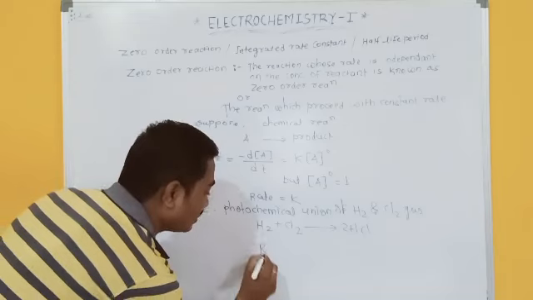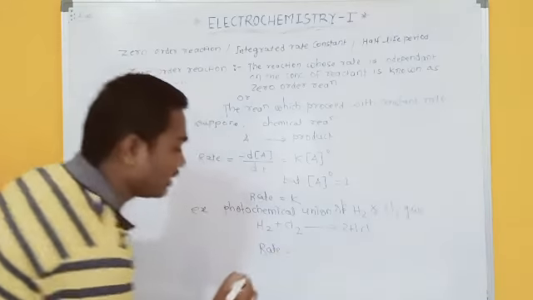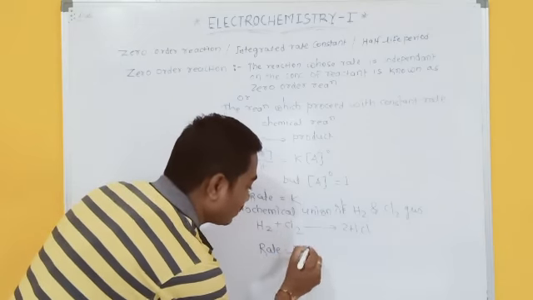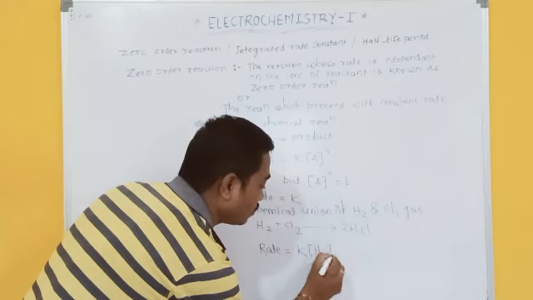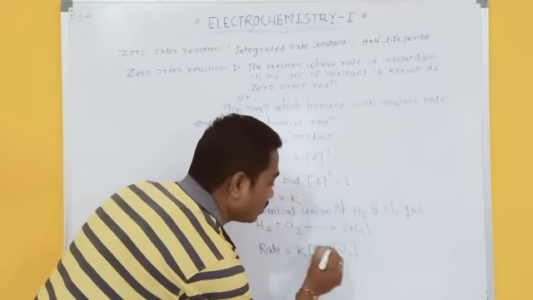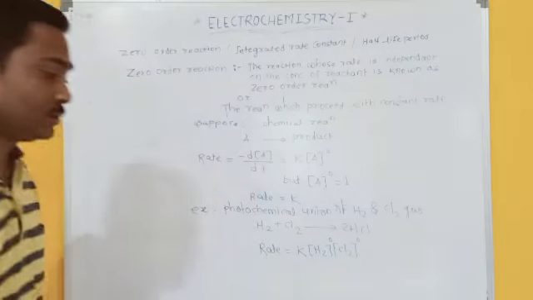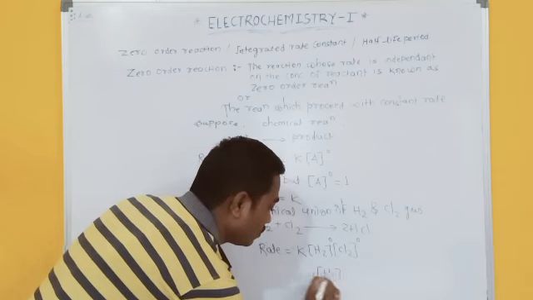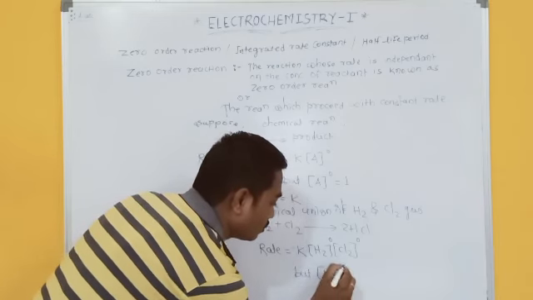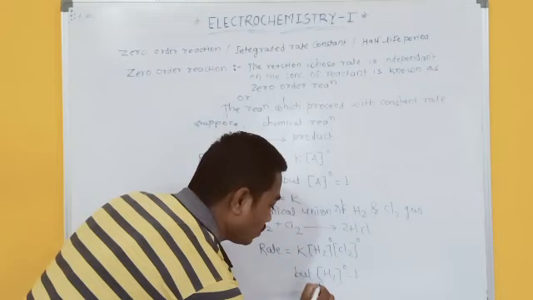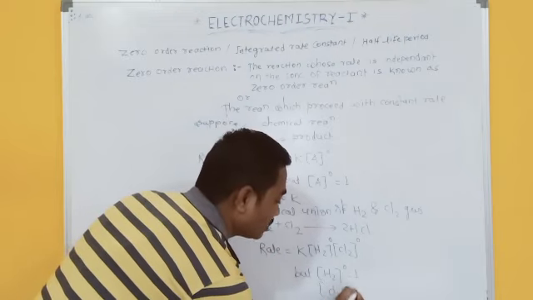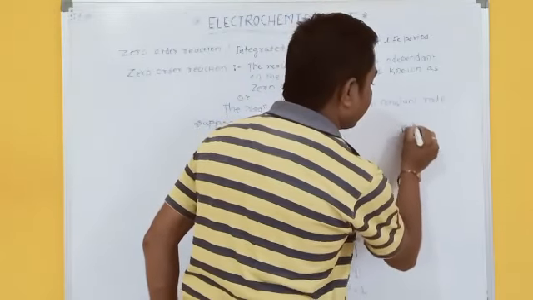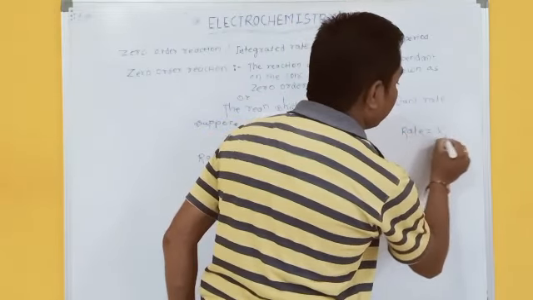Therefore, the rate of this reaction we can write as rate is equal to K into concentration of H2, concentration of Cl2, each raised to power 0. But we know that H2 raised to power 0 is equal to 1, and also Cl2 raised to power 0 is equal to 1. Therefore, in this reaction also the rate of reaction is equal to the rate constant.